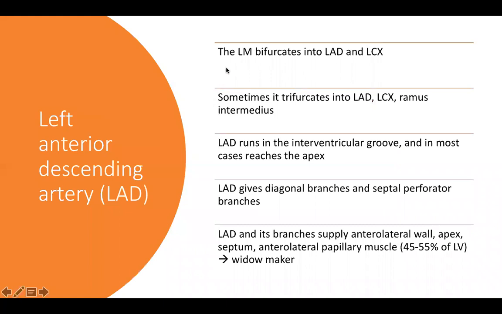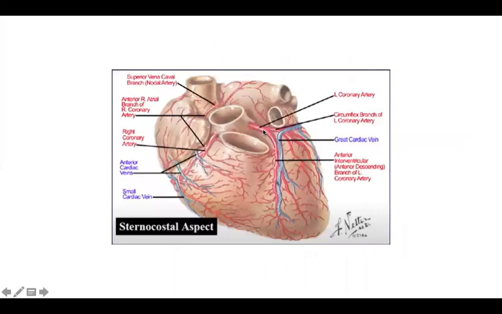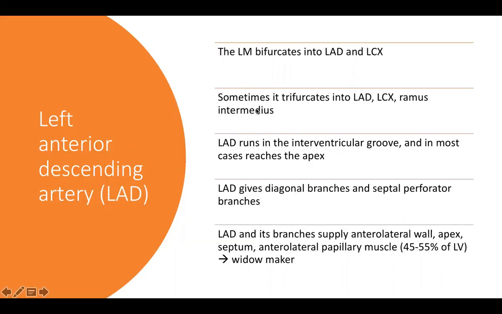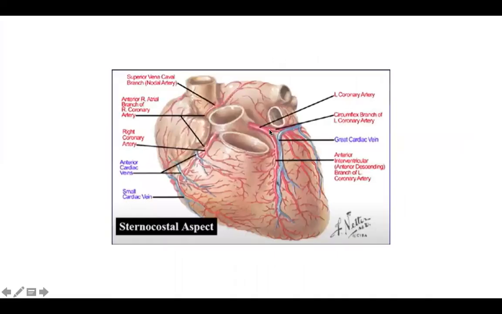The left main, after it comes from the aorta, gives its 2 main branches, the LAD, the left anterior descending, and the LCX, the left circumflex vessel. This is the LAD, and this is the circumflex. Sometimes the left main gives a 3rd branch, so it trifurcates instead of bifurcating. It gives the LAD and the LCX, and in between the 2 vessels, sometimes it gives a 3rd vessel named the ramus intermedius.